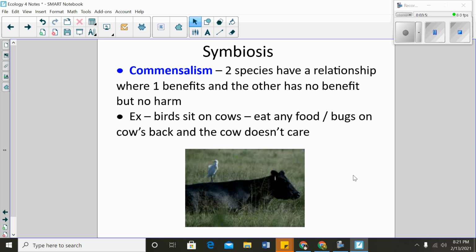Commensalism is where two species have a relationship where one benefits and the other has no benefit but no harm. It's kind of like, yeah, whatever. A good example is the bird that you see sitting on the cow. The bird is eating any food or bug that happens to be on the cow's back. And the cow just doesn't care. If the bird wants to eat whatever's on its back, fine, but it doesn't mind if it's there or not. That's called commensalism. The bird's getting some food, and the cow is just like, okay, if you want to stay, stay. If not, fly away.